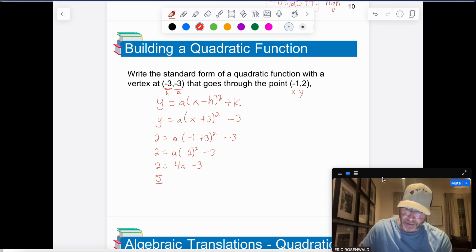Add 3, we end up with a 5. And then if I do this in one step, I divide by 4, we end up with a is equal to 5 over 4.